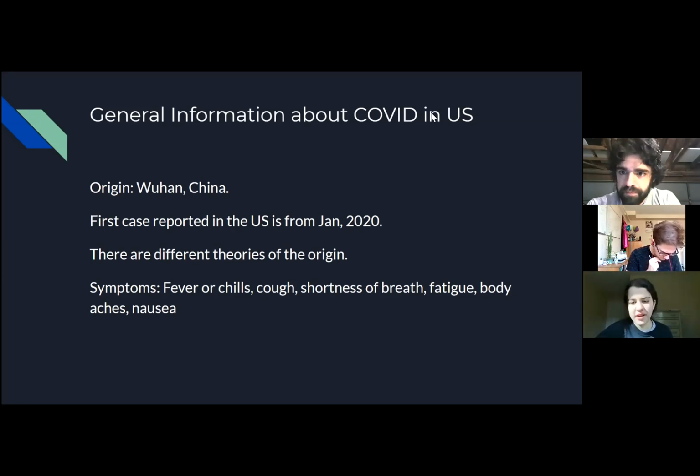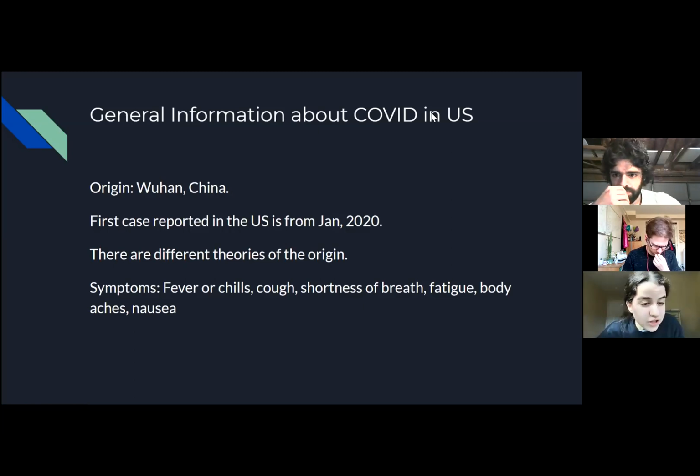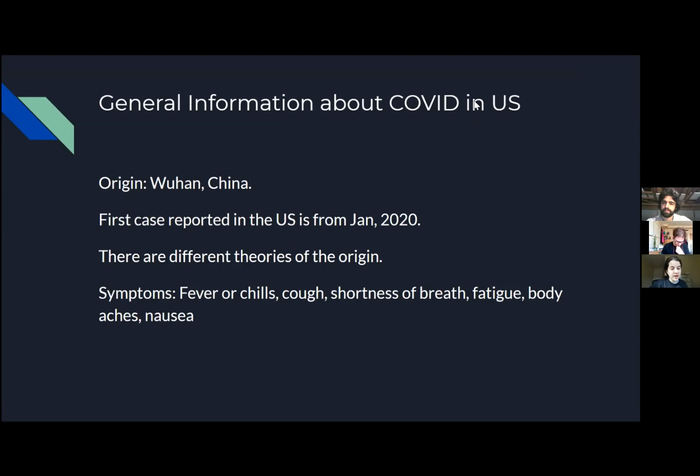Okay, so general information about COVID-19. The origin was in Wuhan, China, and the first case was reported in November 2019. There's different theories of the origin as we researched the paper. Some think that it was man-made, some think that it was released from a lab, others think it evolved naturally from bats. We're not so sure yet. Different sources say different things, but the first case was reported in the US in January 2020, and the symptoms include fever, chills, cough, shortness of breath, fatigue, body aches, and nausea.